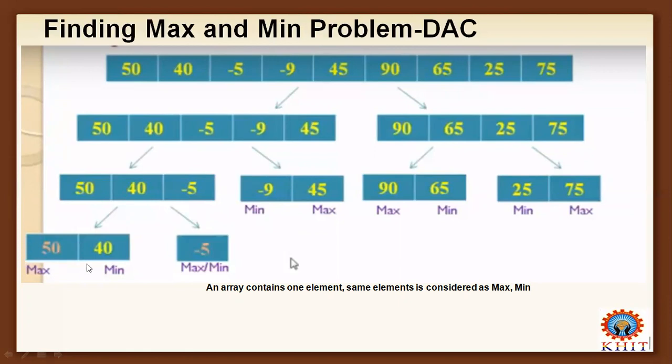Here, this is another sub-array. The array size is 2. There are two elements placed in the array, so we need to find which one is maximum and which one is minimum. We clearly specify here: this is the maximum element and 40 is the minimum element. And here also the size of the array is 2. Minus 9 is the minimum element and 45 is the maximum element in the sub-array.